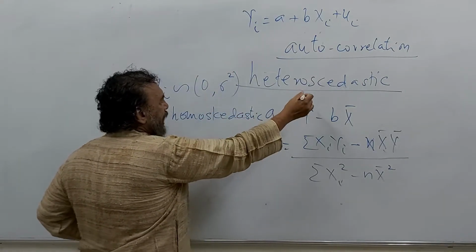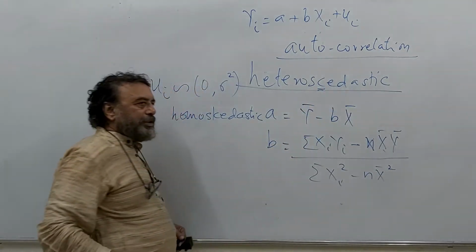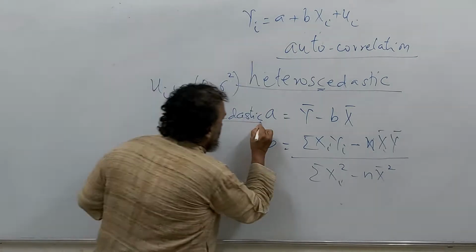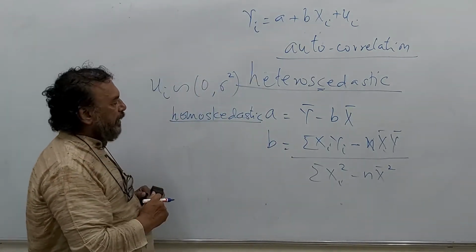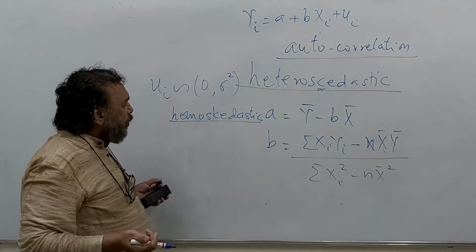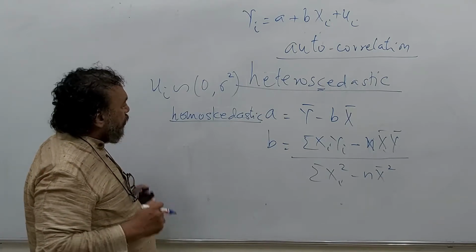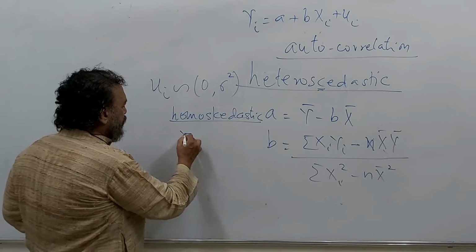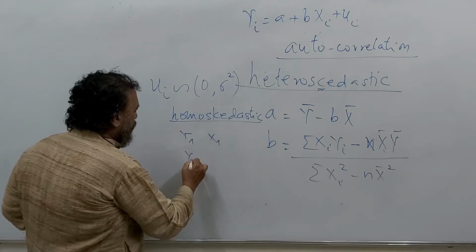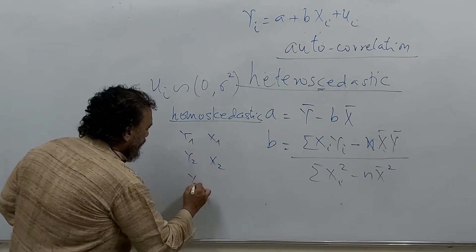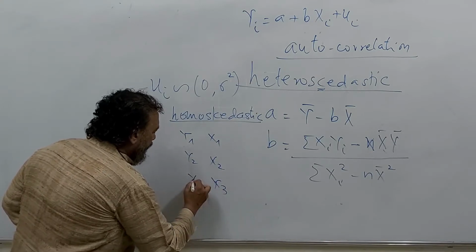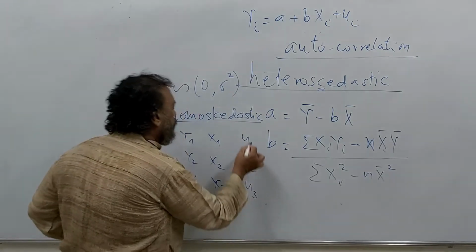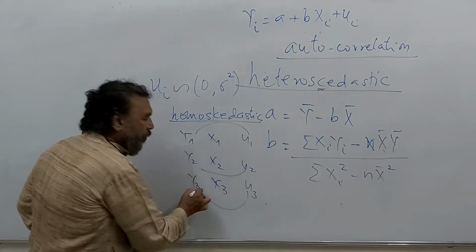Both of these spellings are valid because C is in fact K in Latin. So this is homoscedastic and heteroscedastic. What does it mean to have homoscedastic variances? Homoscedastic variance would mean that for any u_i, suppose I have y1 x1, y2 x2, y3 x3, and so on, for each of them there is going to be some u1, u2 which is operative and is going to affect the y values.